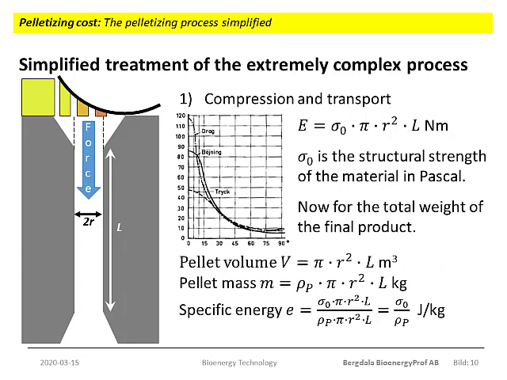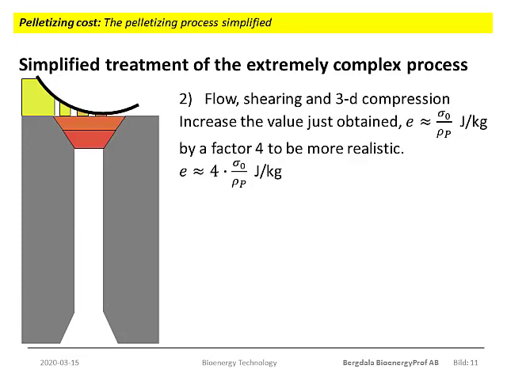So now we know the necessary absolute minimum amount of energy, and we may readily compute the mass of the pellet produced. So we may obtain a simple expression for the absolute minimum of the specific energy, namely the structural strength divided by the pellet density. The value just obtained is an absolute minimum based on a one-dimensional compression.